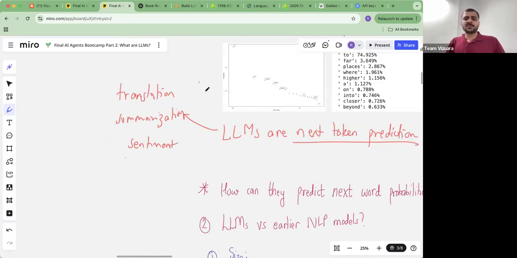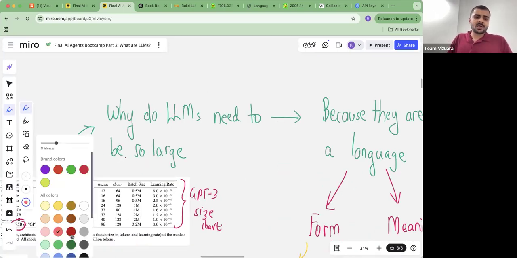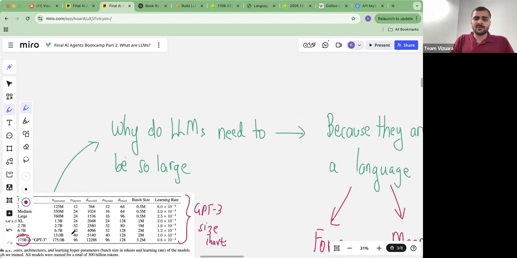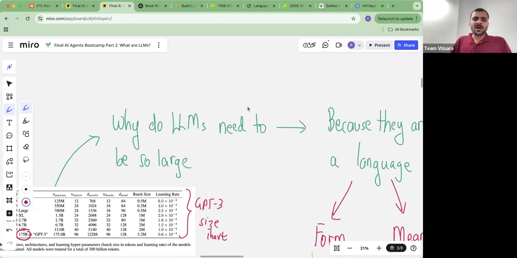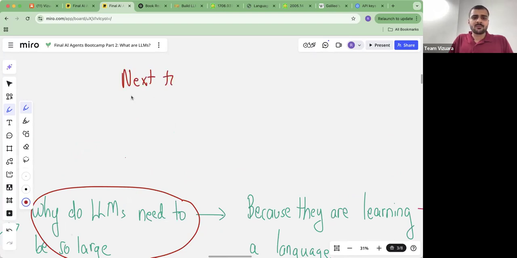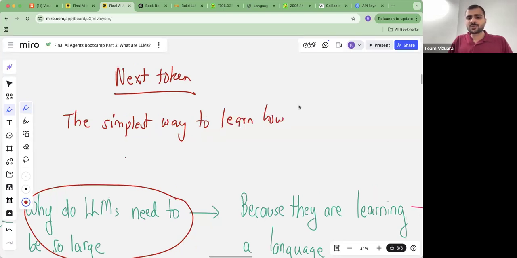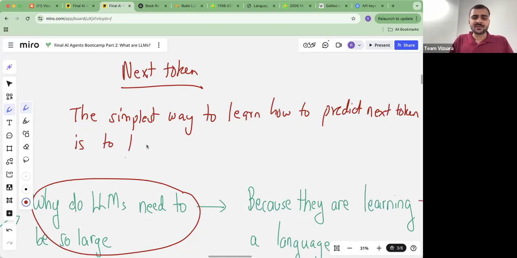Let's think about this again from first principles, right? There is another thing which is so interesting here, and this was recently covered by an OpenAI researcher at a talk which they gave at MIT. The intuitive explanation for why LLMs need to be so large is because we train them to predict the next token. That's fine. But what language models discover on their own is that the simplest way to learn how to predict the next token is to learn the language itself.